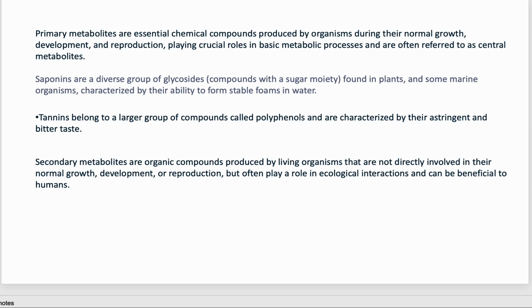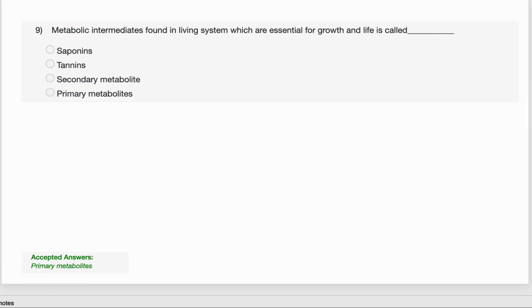Secondary metabolites are organic compounds produced by living organisms that are not directly involved in normal growth, development, reproduction, but often play a role in ecological interaction and can be beneficial to humans. So you understand the difference between primary and secondary. Primary are essential and they play crucial roles in basic metabolic processes, whereas secondary metabolites are not directly involved in normal growth. So that's why the correct answer was primary metabolites.